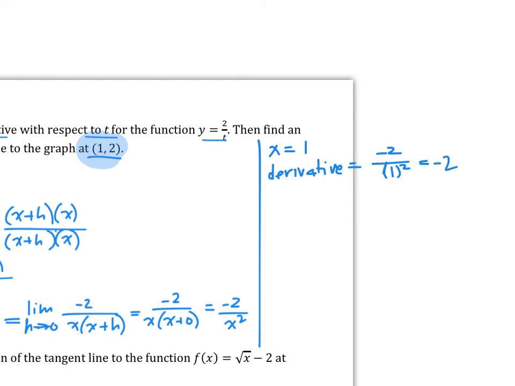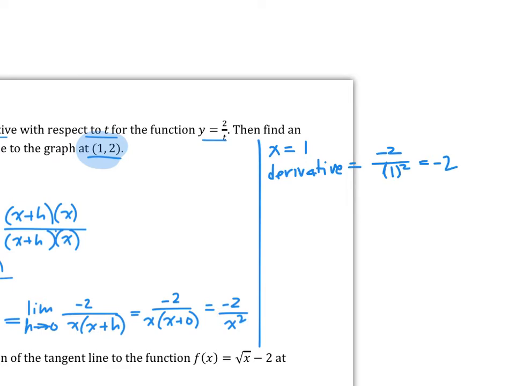Now they say, please find a tangent line equation. Well, ask yourself, what do you really need for a tangent line equation? Or what do you really need to create an equation of a line? Okay, so think about it. Equation of a straight line. You need two things. 1, slope. 2, a point. You need a slope and you need a point.